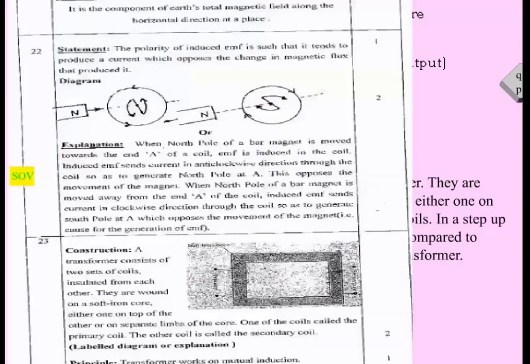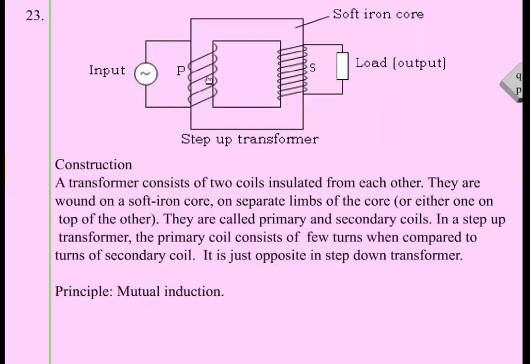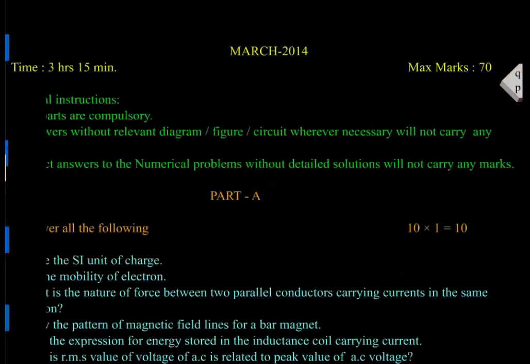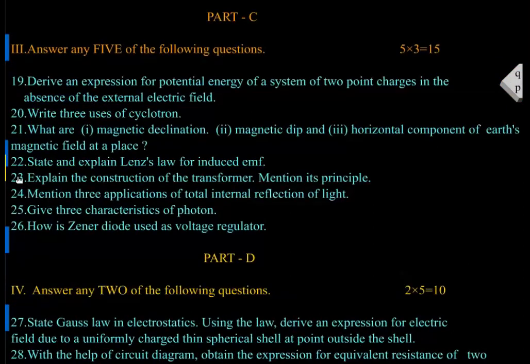Look here, the marks are allotted like this. For this explanation 2 marks, and for the principle 1 mark. So it is for this figure and explanation 2 marks, and for this one, mutual induction, the principle, 1 mark. Now let us go for the 24th question.